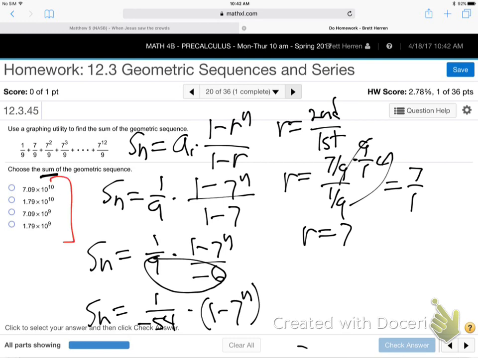Now, they're wanting an actual final answer. How do I get an actual final answer? I've got to take this and plug the n value into it. What is n? Careful. Careful. Look at that. Look at that series.